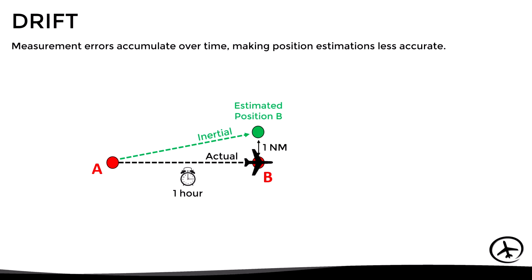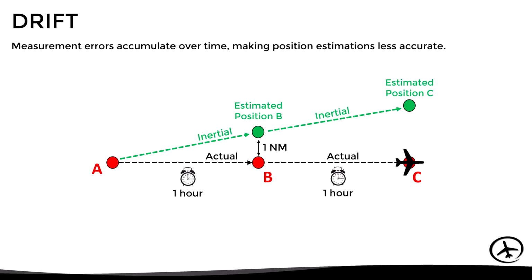Now, let's say that the aircraft continues to fly for another hour, until it reaches point C. Now, taking into account that the estimated position at point B already had a certain drift, the drift at point C will be even higher, in this case, 2 nautical miles.